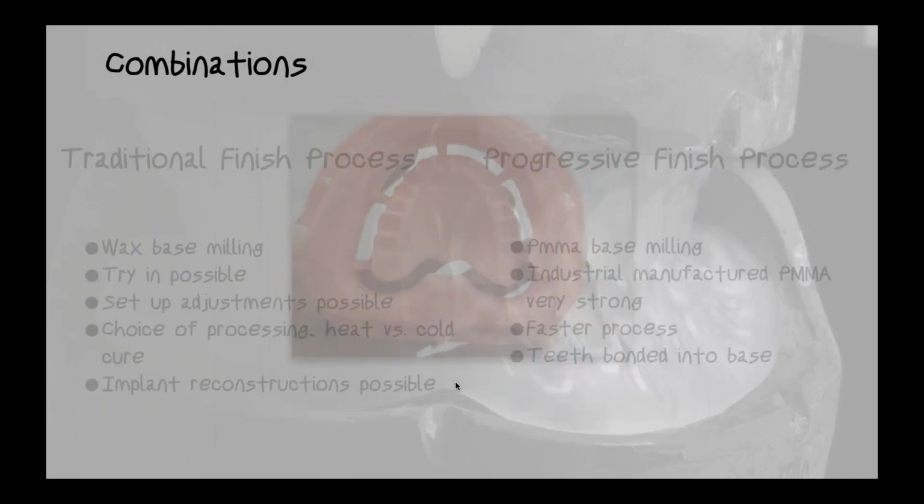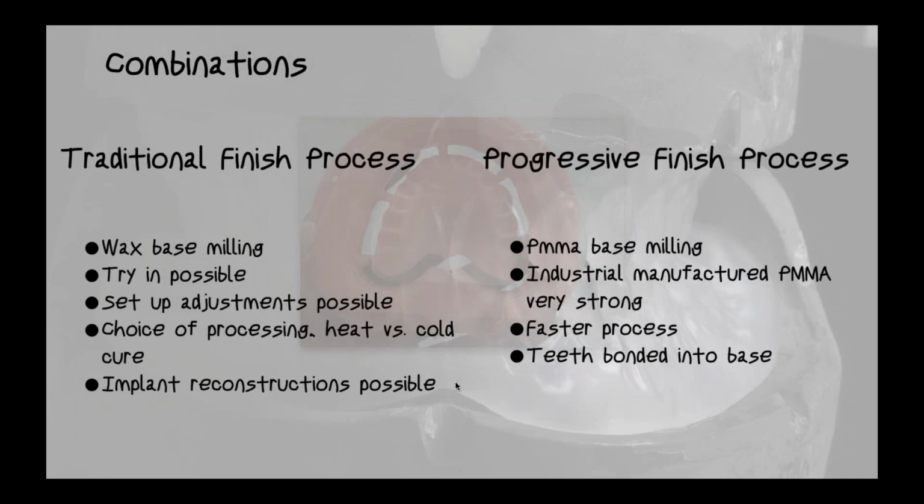So how does it work? Of course, we have a traditional finish process or the progressive finish process. Let's differentiate at first before we go into the workflow. The traditional finish process would mean we would mill a wax base, and we would mill the entire surface of the denture teeth, and I will show in a couple of slides how that works later on. And we put the denture teeth into the wax base, and we go to try-in, and we can make adjustments. And then we have the choice of heat or cold cure to process a denture traditionally.